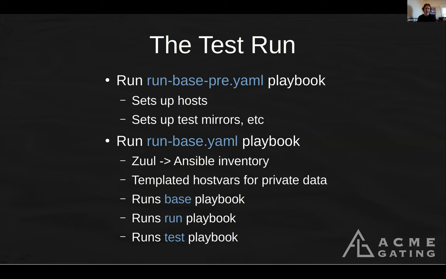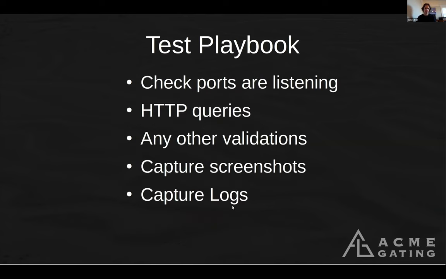So the test run for this sets up our hosts, sets up our test mirrors, things like that. We translate our Zuul inventory into an Ansible inventory that we use for the nested Ansible that we run because we're doing an Ansible deployment. Then we run a series of playbooks that I just discussed on the previous slide. Sorry, I already told you this. So this is what the test playbook does: checks the ports are listening, does some HTTP queries, and captures screenshots and logs.